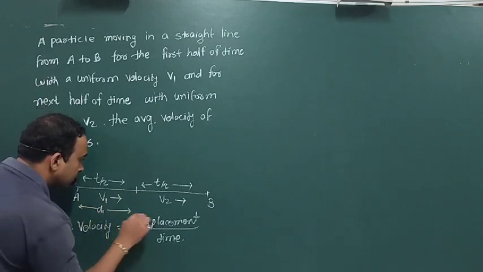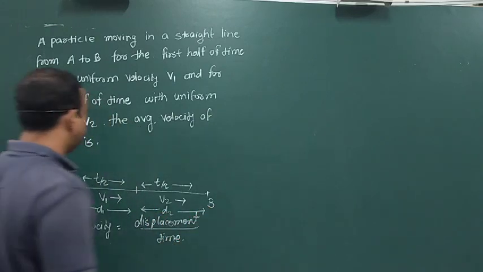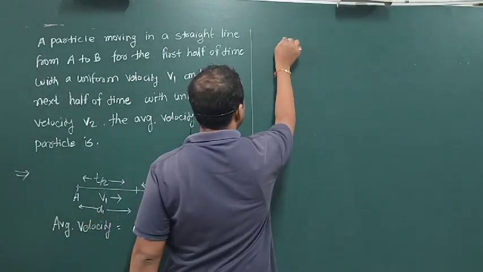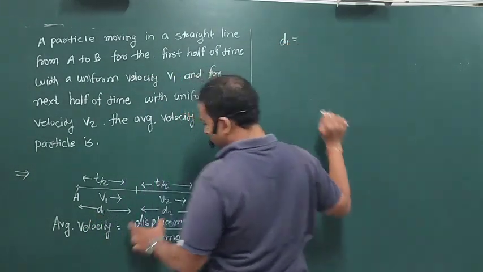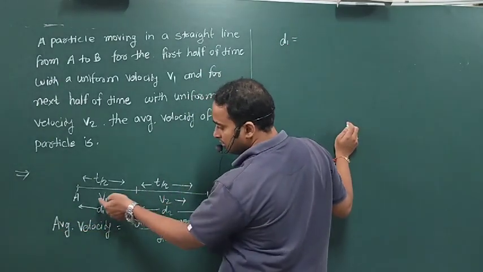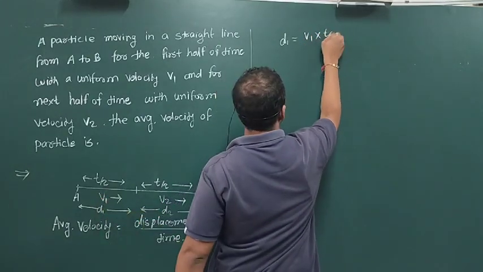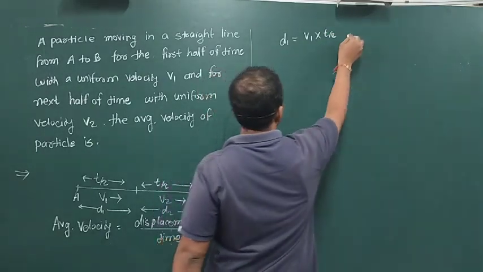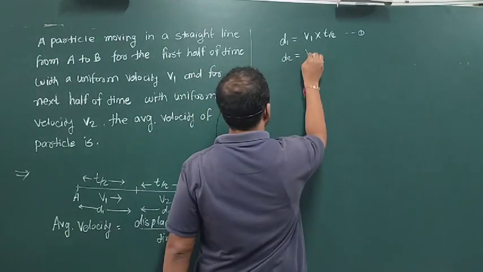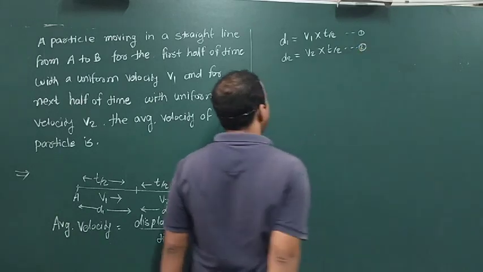d1, and for the next half, that is d2. So we will find the distance. Distance d1 is equal to velocity into time. For the first half, velocity is v1 into time period is half, so t by 2. So this is equation number 1. Similarly for the second half, v2 into t by 2, calling it equation number 2.